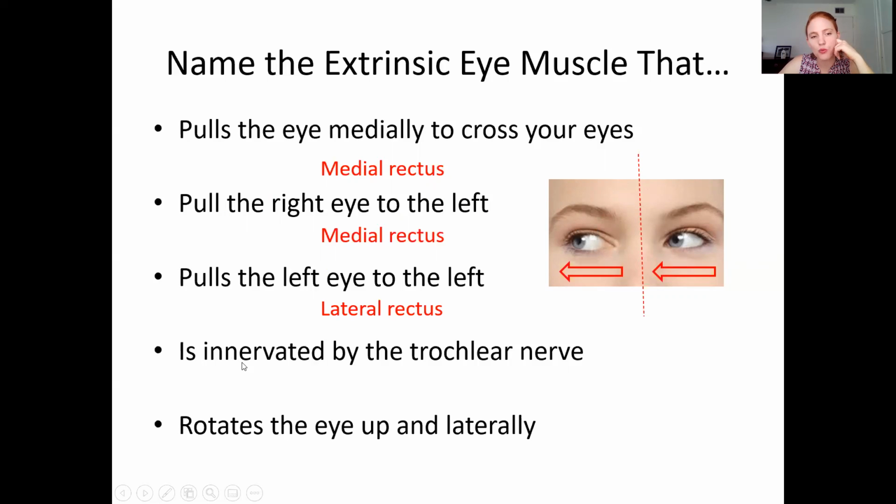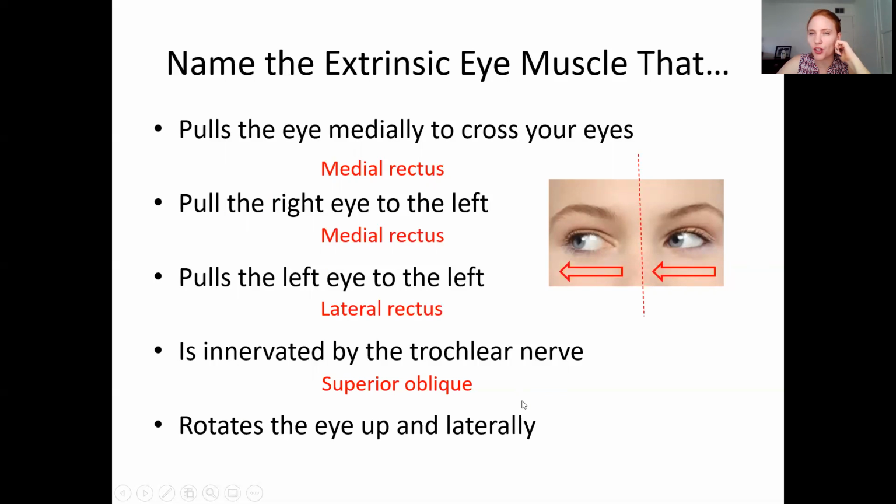Next one. Which one is innervated by the trochlear nerve? Remember, it's called the trochlear nerve because it goes to that muscle that runs through the trochlea, that little pulley system. That would be the superior oblique. And which one rotates the eye up and laterally?